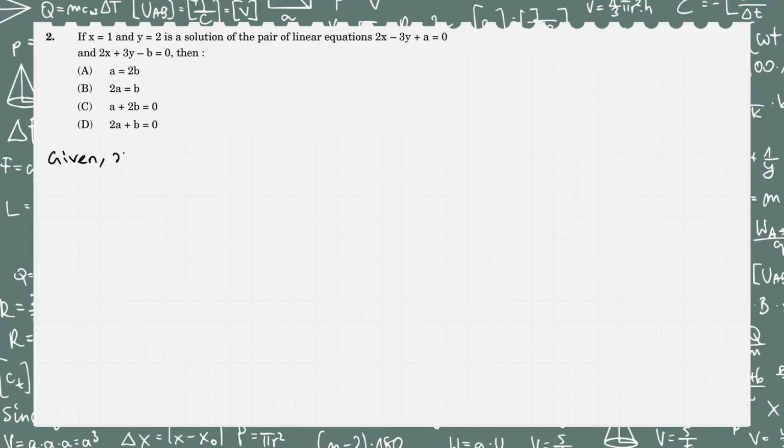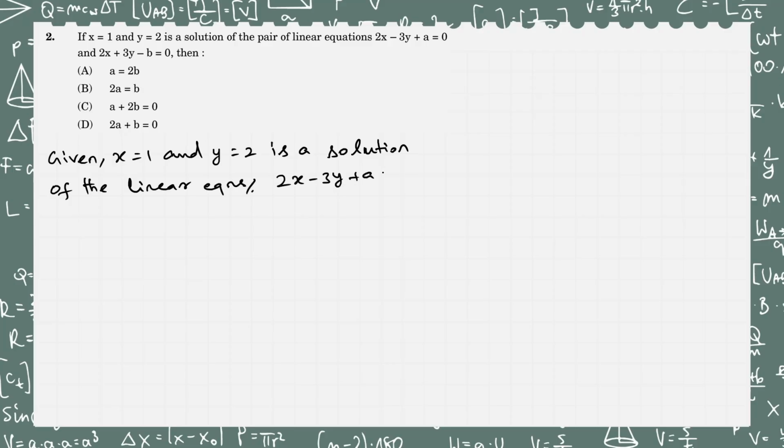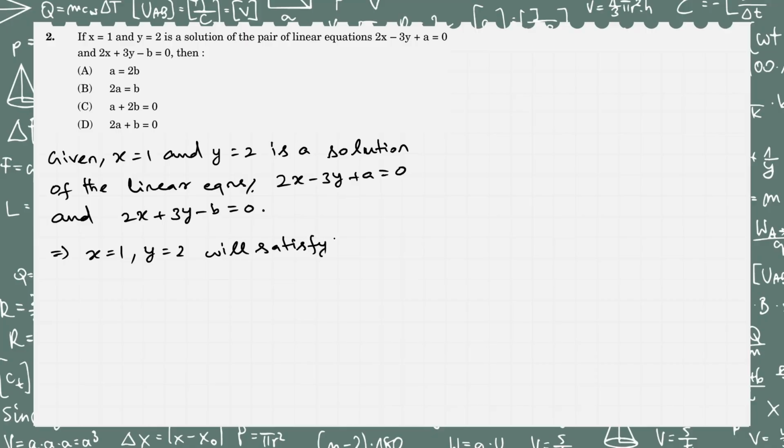Given x equal to 1 and y equal to 2 is a solution of the linear equations 2x minus 3y plus a equal to 0 and 2x plus 3y minus b equal to 0. That implies x equal to 1 and y equal to 2 will satisfy both the equations, right? Satisfying the equations means when we replace x with 1 and y with 2, the equation becomes true.